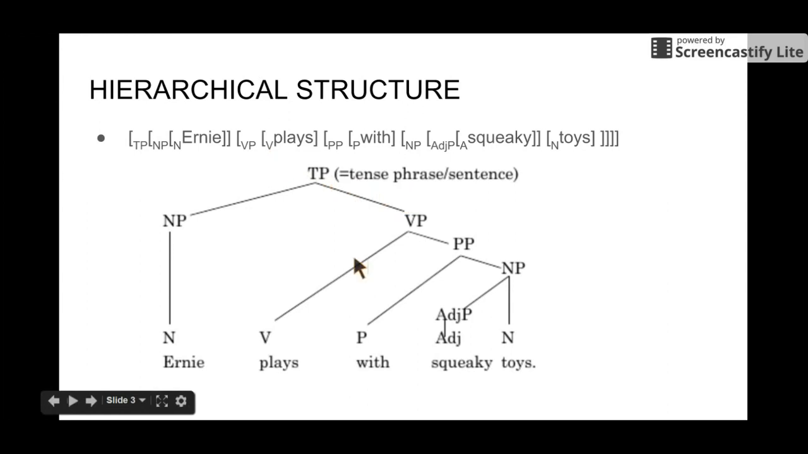And then we have V plus the whole PP becomes a VP. And finally, we have NP and VP combined together, and we derive TP. TP means tense phrase, or just simply a sentence.